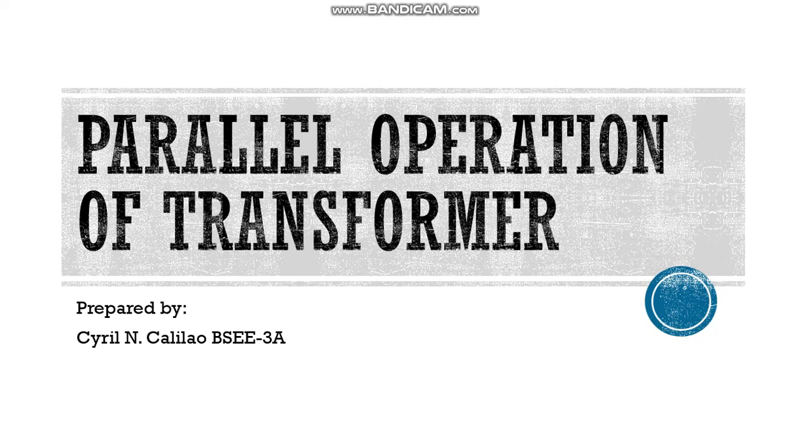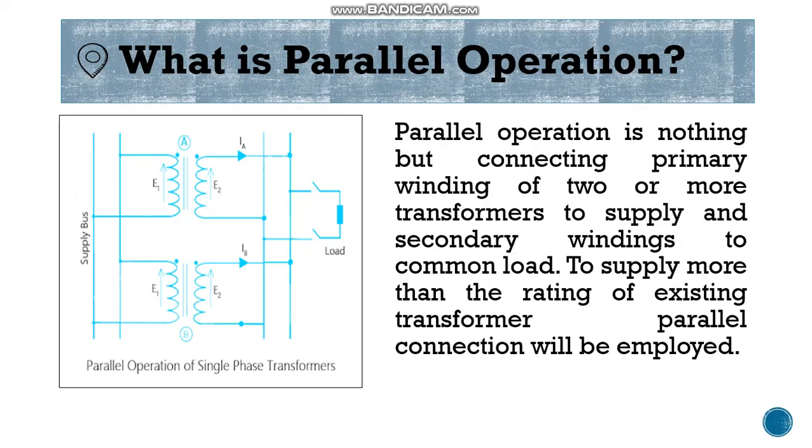Good day everyone. Today's discussion is about the parallel operation of transformers, the reasons as well as the conditions for the parallel operation. So let's start. What is parallel operation? Parallel operation is nothing but connecting the primary windings of two or more transformers to a supply or source and the secondary windings to a common load.